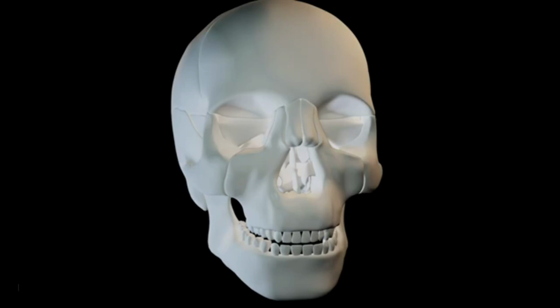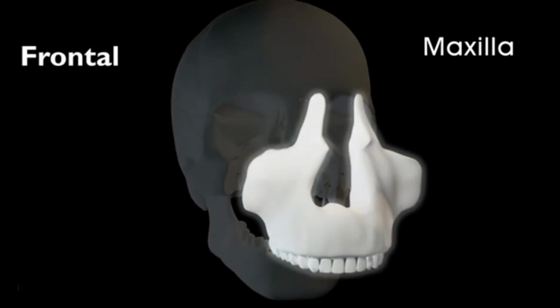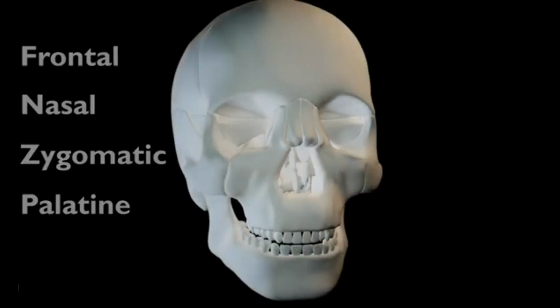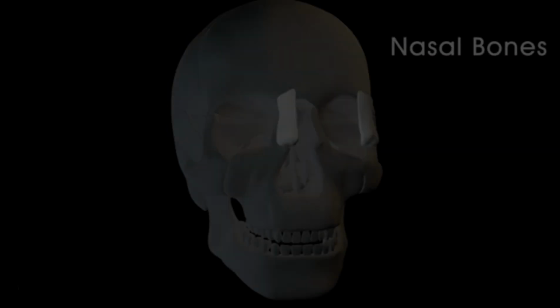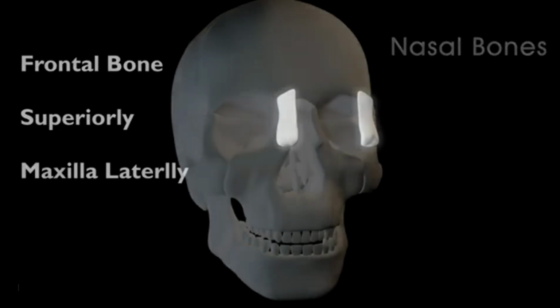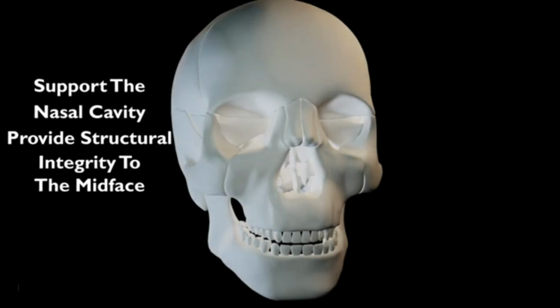Located in the upper jaw, the maxilla forms the foundation of the facial skeleton. It articulates with the frontal, nasal, zygomatic, and palatine bones. The nasal bones form the bridge of the nose. They articulate with the frontal bone superiorly and the maxilla laterally. Their main function is to support the nasal cavity and provide structural integrity to the midface.